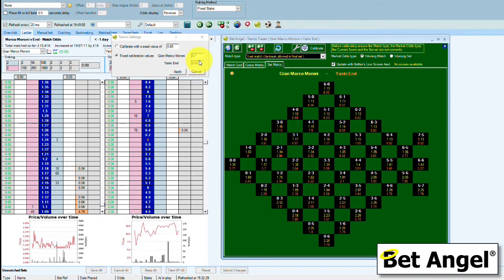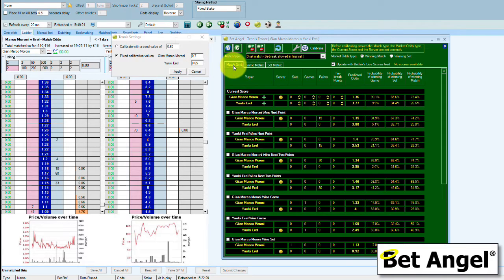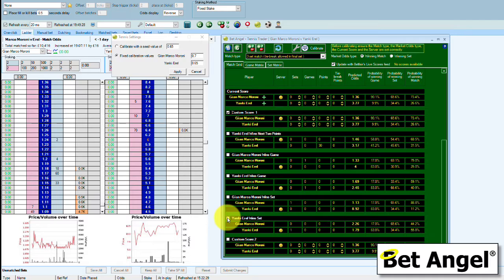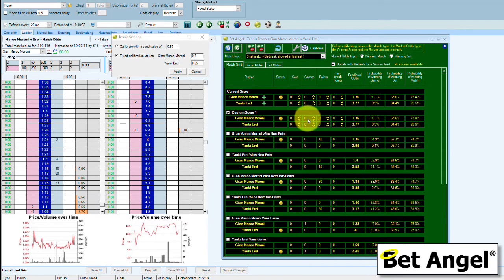You fiddle around with the core values within the model, and then Tennis Trader will pump out the odds for you. You don't need to do any of the complicated calculations that go behind that. You don't need to stress yourself out with the maths of it. Tennis Trader will do it all for you. And if you go onto the match grid, then you can define custom scores. So you can begin to look at particular areas within the match that may interest you. And then you can say, well, if he's 2 games to 1 up and is a set up, what will the odds be, and stuff like that.